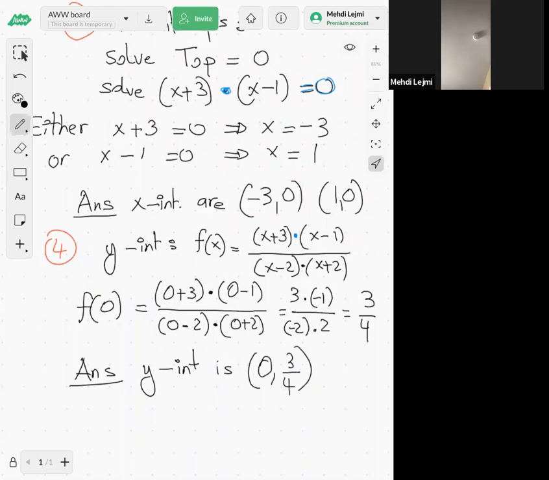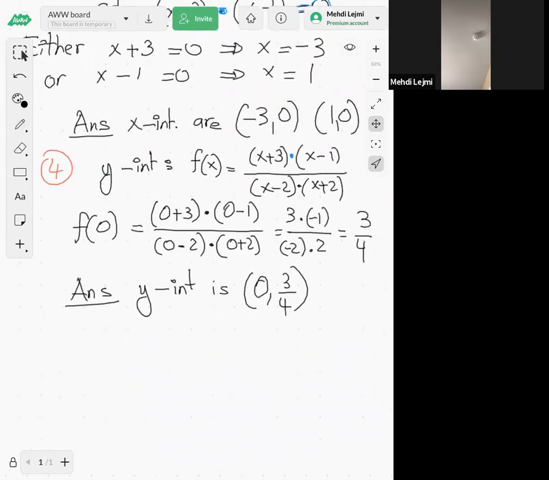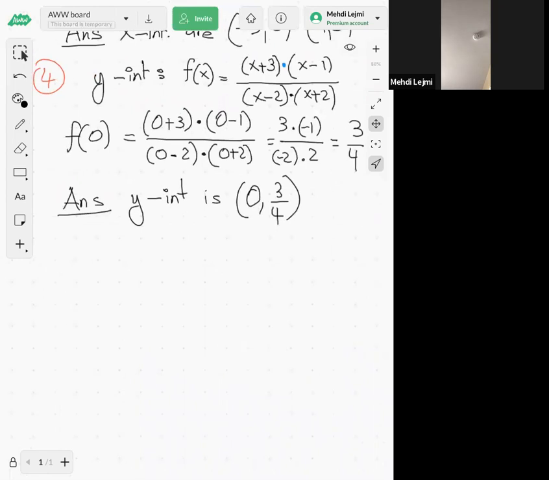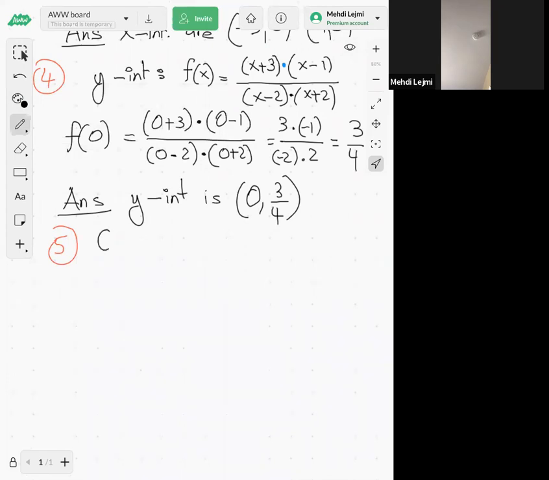Right, now the last and the most important thing is how do we use all this information to graph our function f. So now number 5. We're going to try to graph f of x.